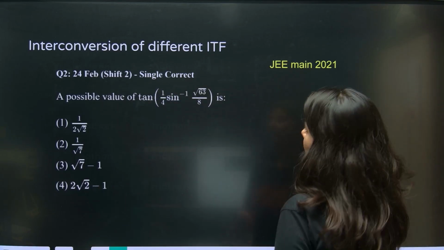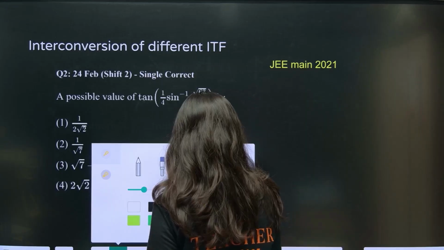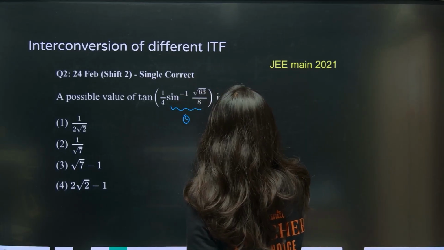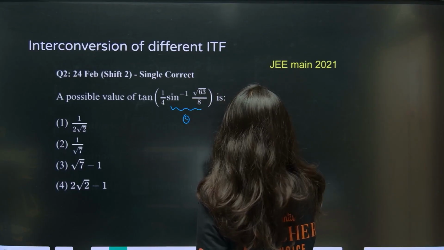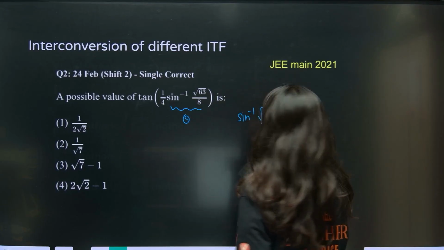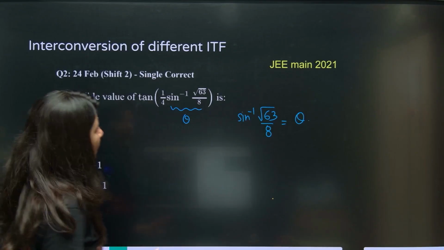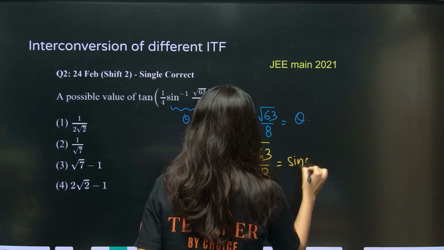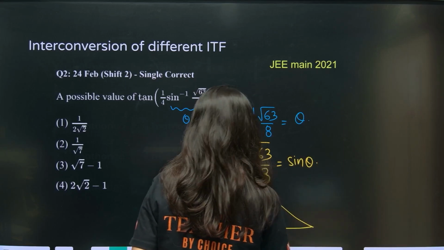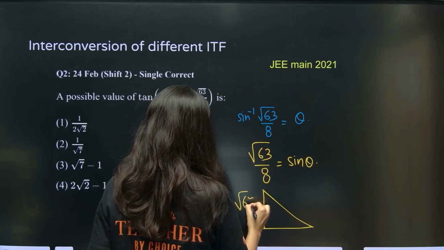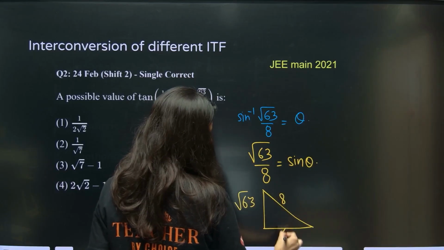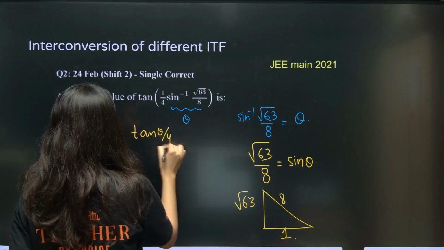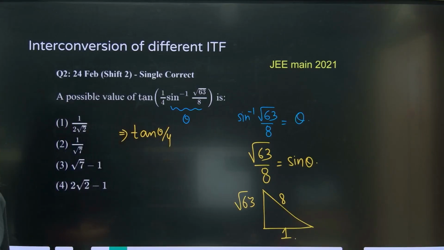Okay. So again, this will be taken as theta. So sine inverse of root 63 by 8 is theta. Okay. So root 63 by 8 is sine theta. Root 63, 8. So this is going to be 1. And you want tan theta by 4. Oops. Tan theta by 4.